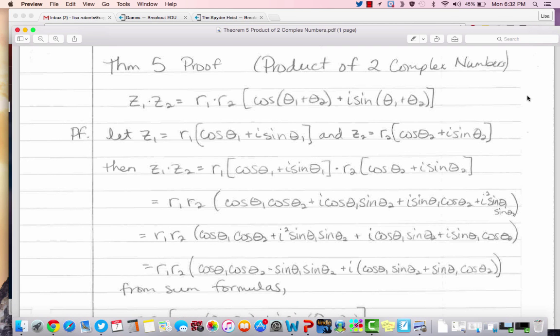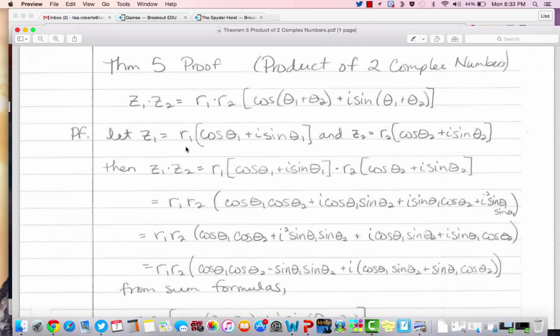Okay, this is the proof of Theorem 5, which is the product of two complex numbers. The theorem says that z1 times z2, which are complex numbers, equals r1 times r2 times the cosine of theta 1 plus theta 2 plus i sine of theta 1 plus theta 2.